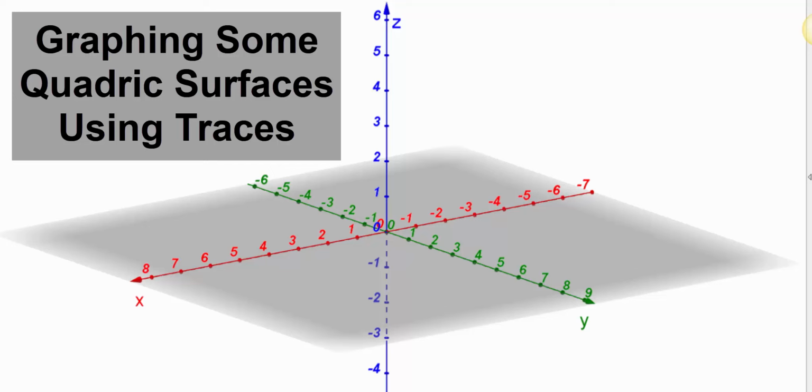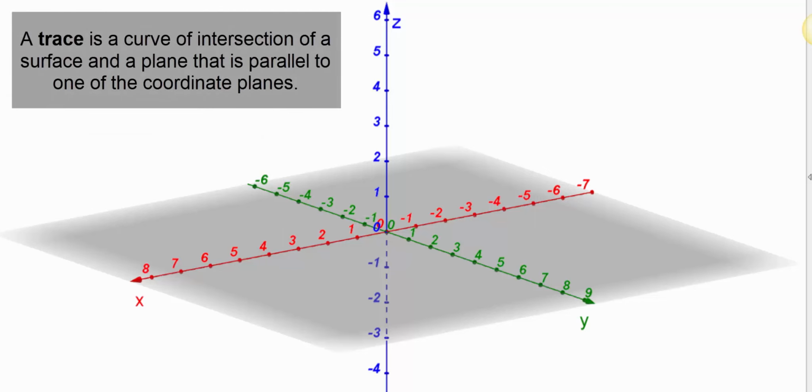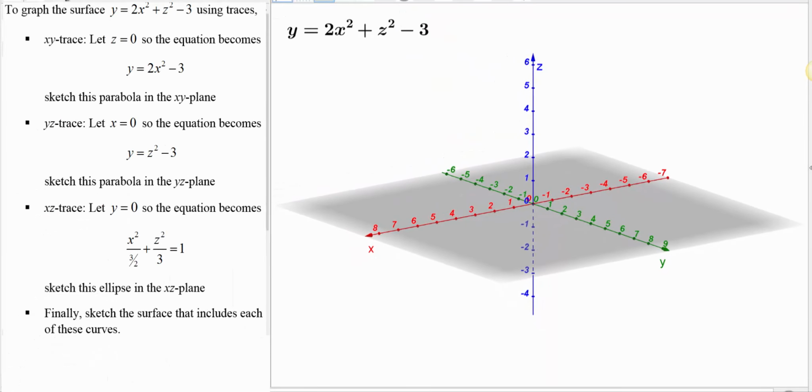In this video, we'll be graphing some quadric surfaces using traces. A trace is a curve of intersection of a surface and a plane that is parallel to one of the coordinate planes. Let's begin with this quadric surface here. We'll start with the trace in the xy plane.